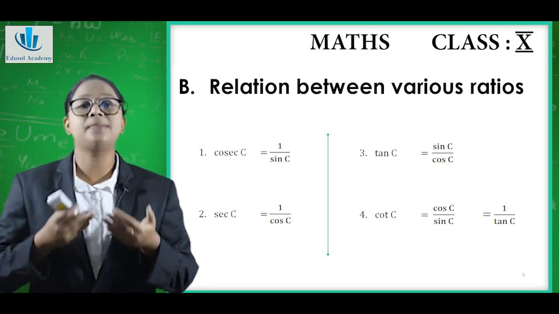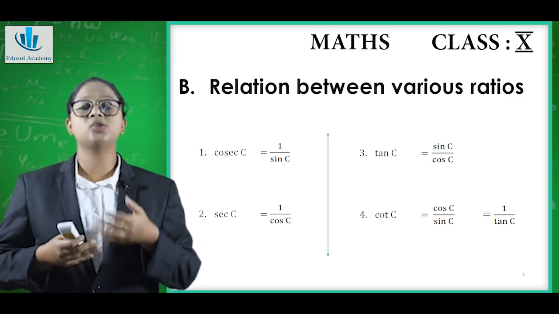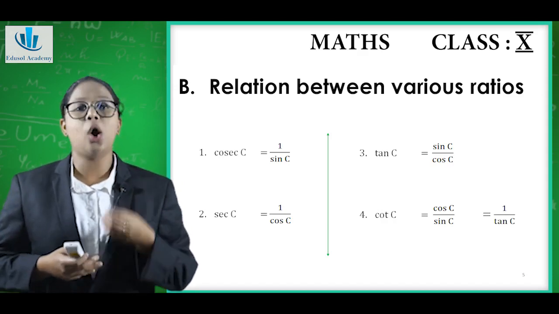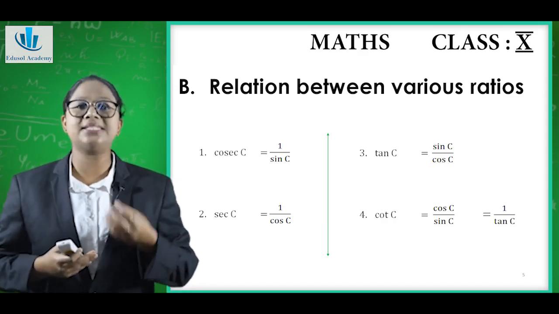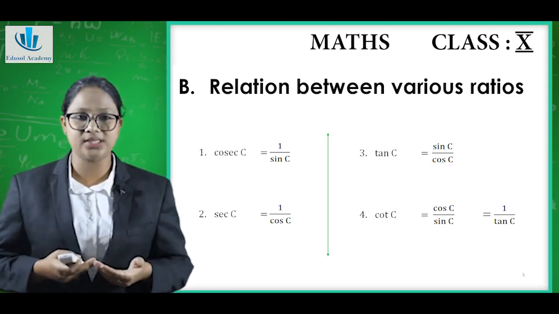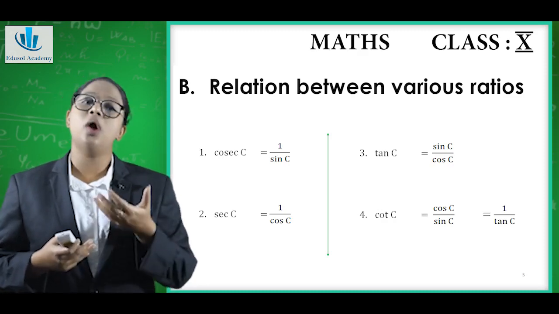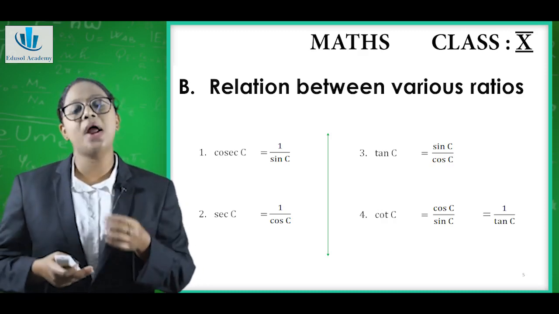Sine is opposite by hypotenuse. We can see a reciprocal relation between them. So cosec of an angle, or C in this triangle, can be written as 1 by sine C. Cosec is a reciprocal of sine, and vice versa. So sine is equal to 1 by cosec, or sine C in this case is equal to 1 by cosec C.